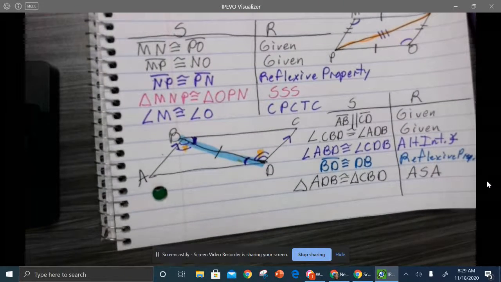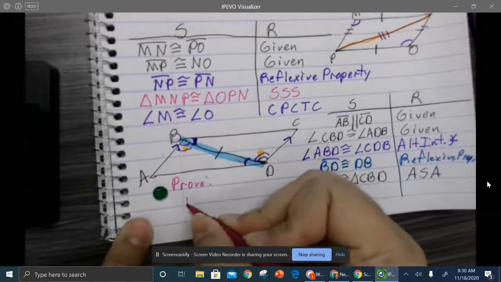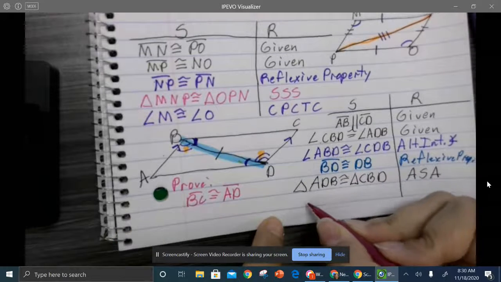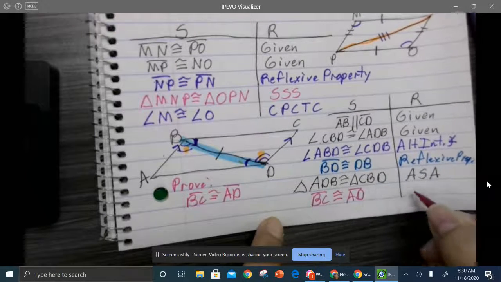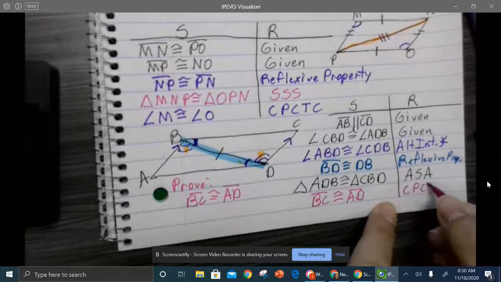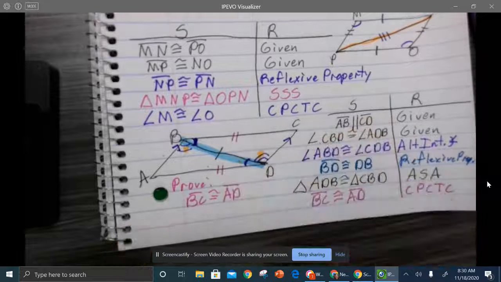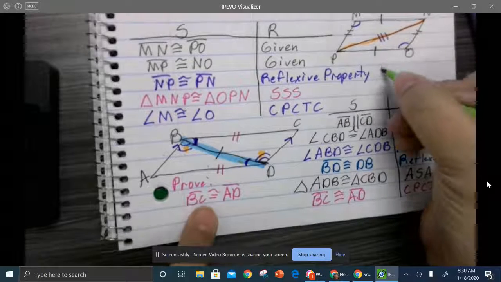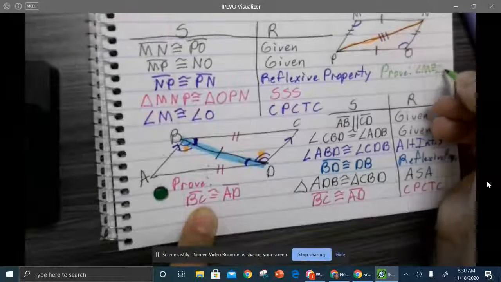Now we can prove that, because we need to prove this. Sorry, I should have written this earlier. We need to prove that BC is congruent to AD. So BC is congruent to AD because the corresponding parts of congruent triangles are congruent. Yay! So we figured that out. I'm just going to put the verb up here too. Angle M is congruent to angle O. Okay, everybody, you got this.